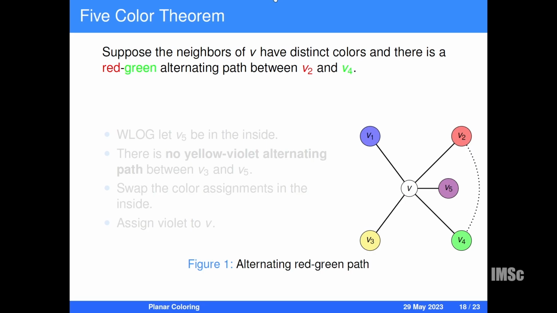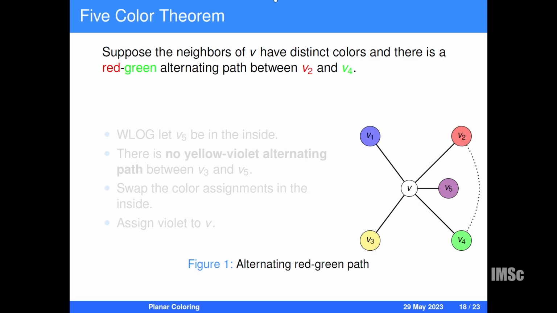Okay. So now what can we do? We know that there is no alternating path between V5 and V3. So look at the color here, yellow. Let me swap the colors violet and yellow, just in this region. It does not affect anything, right? Because they are not connected to the outside world.